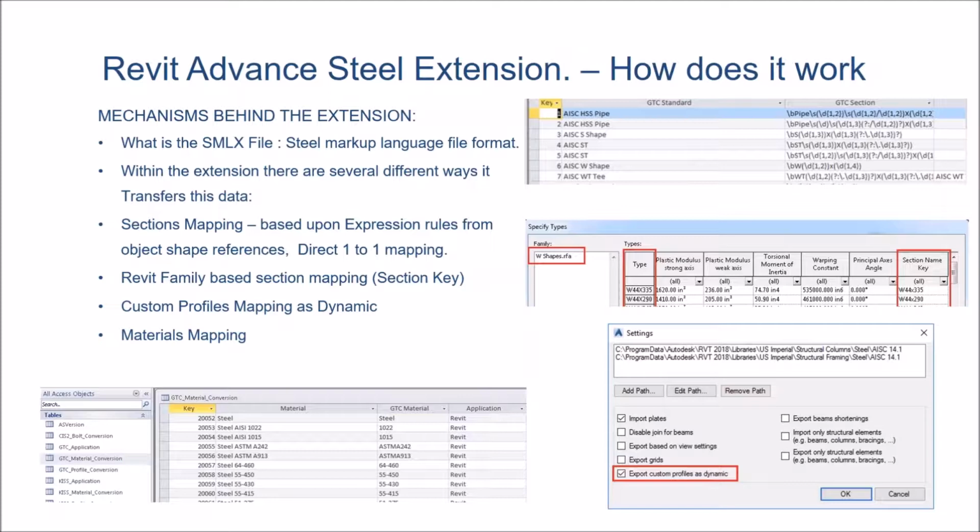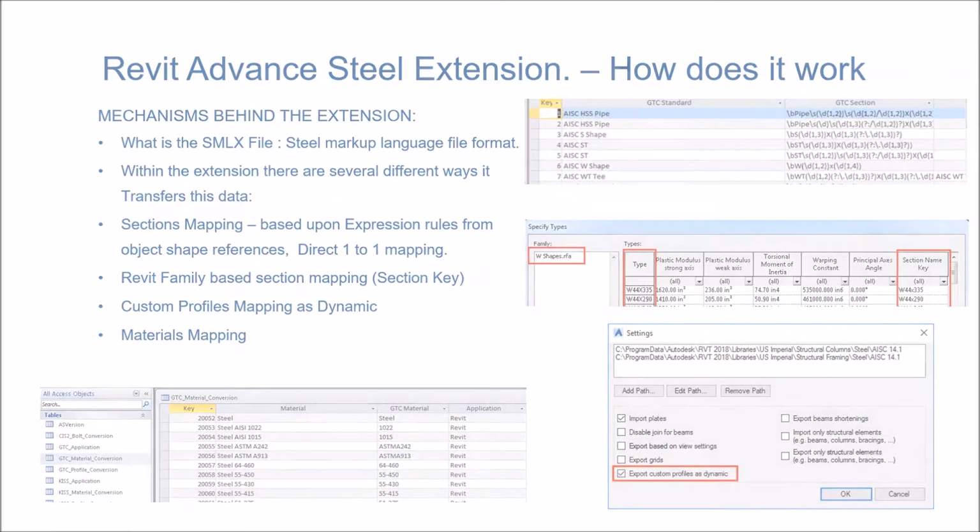There are a different series of mechanisms now. Originally, it started off with an expression rule shape driven system, then there was one-to-one mapping, and now there's approved family-based section key transfer. And then there's what I term custom profiles, which can be dynamically mapped as well. And then also there's materials mapping behind all that. There's a lot of different options available here, several different mechanisms, and I'll try and explain some of those, how I see them and how I understand them.